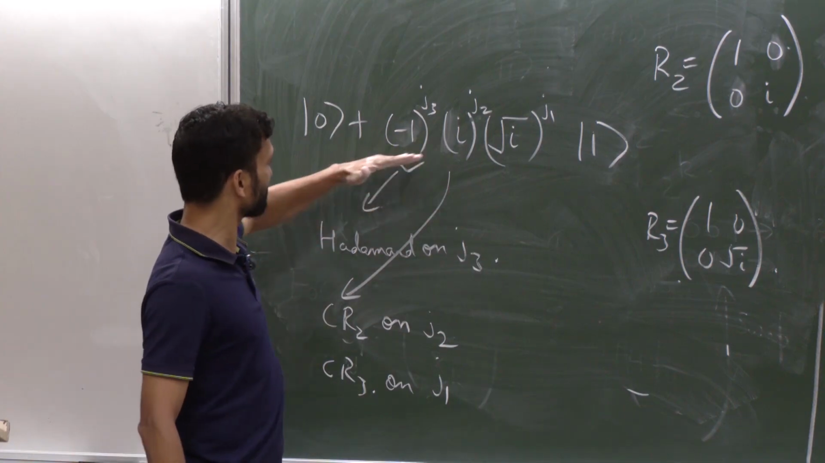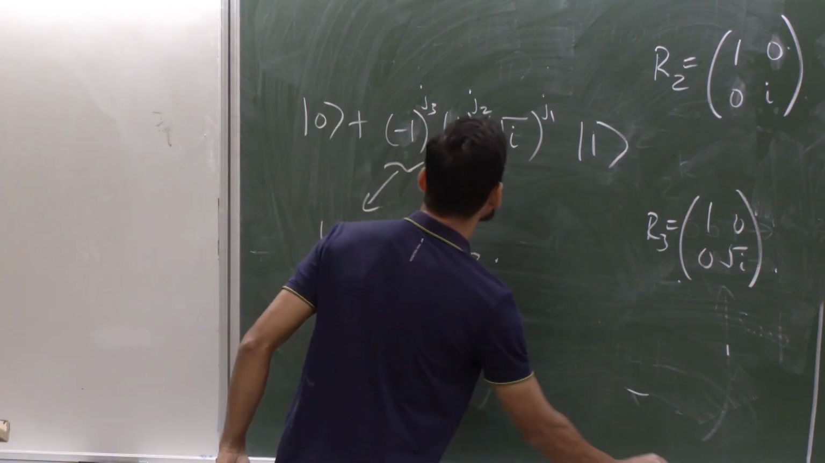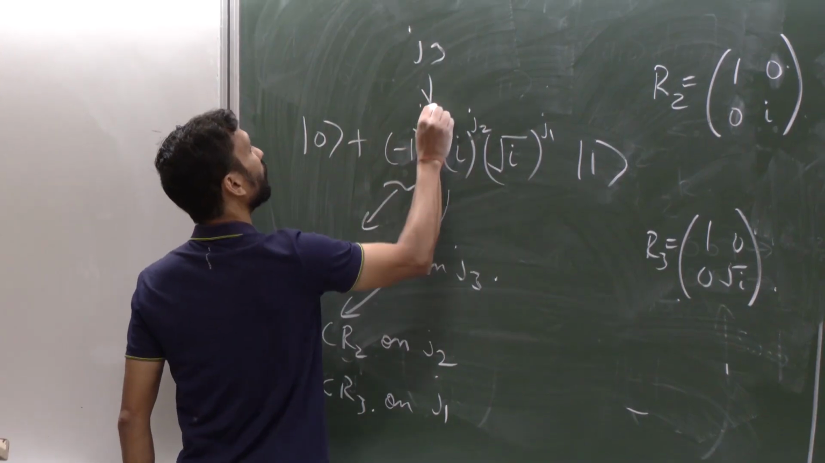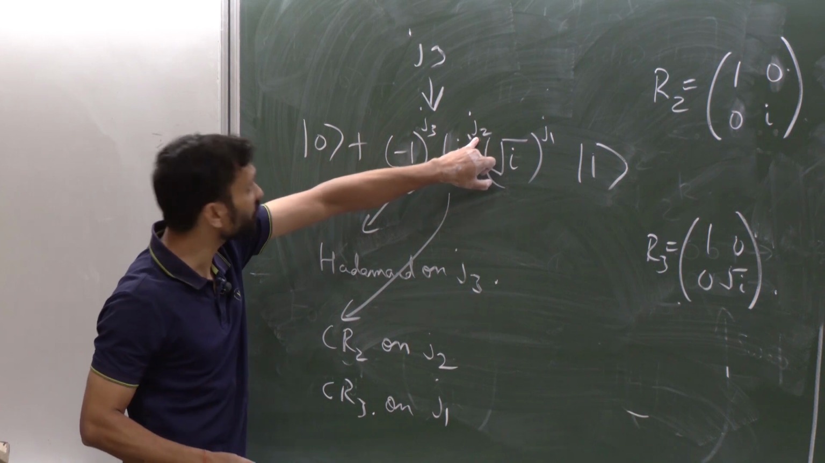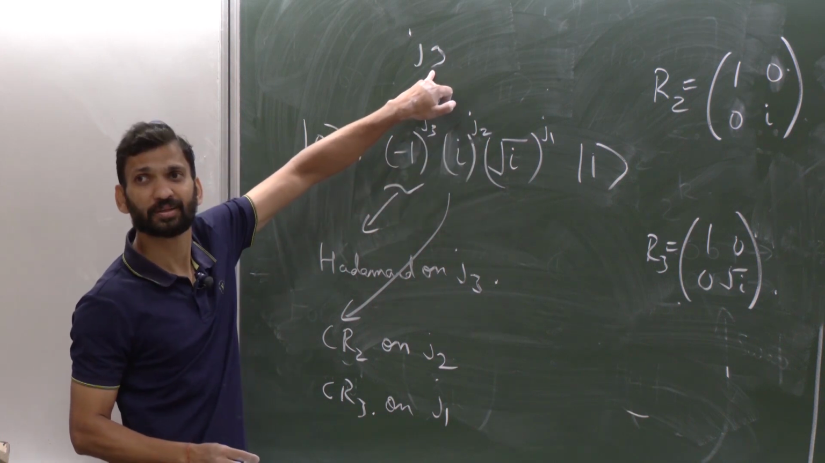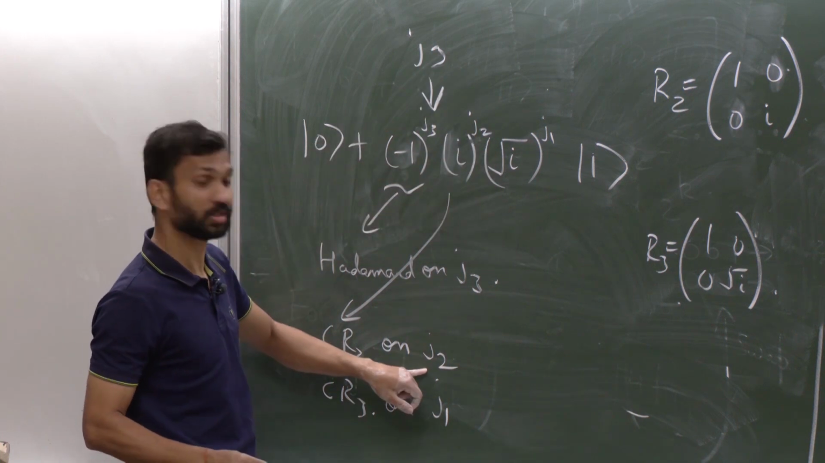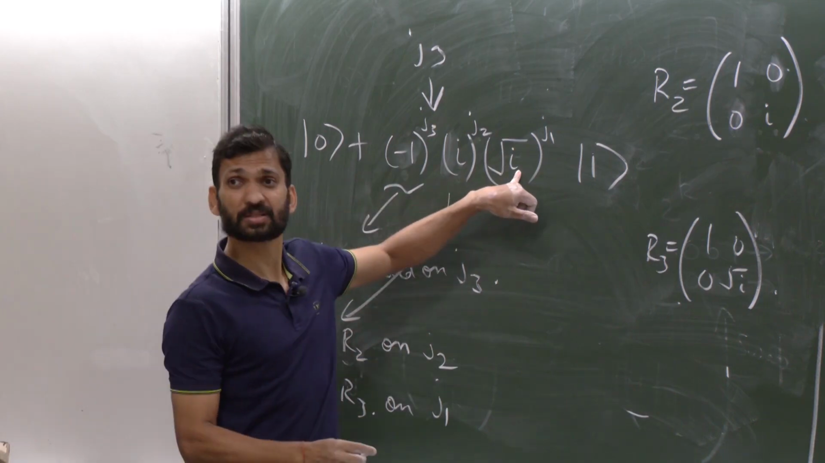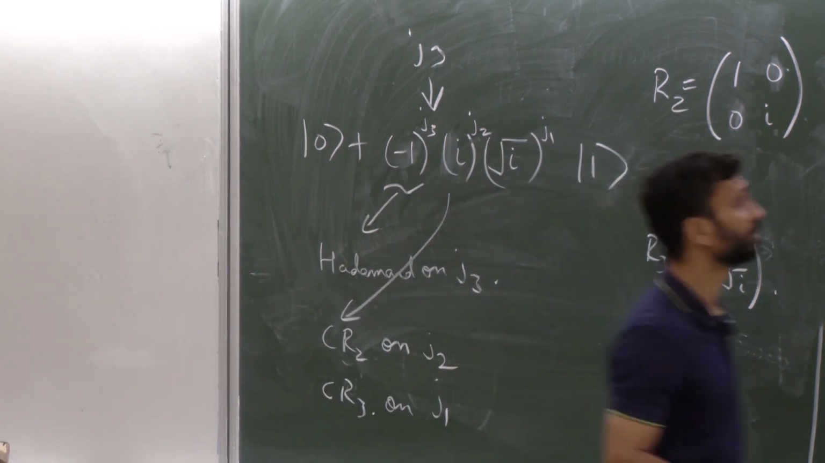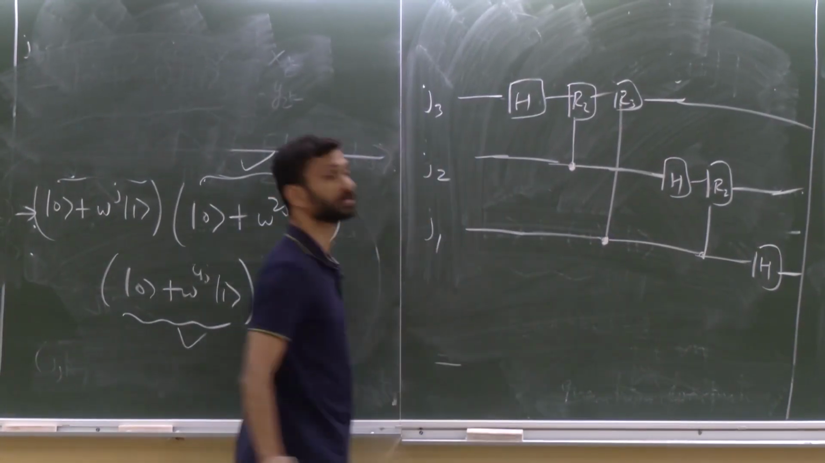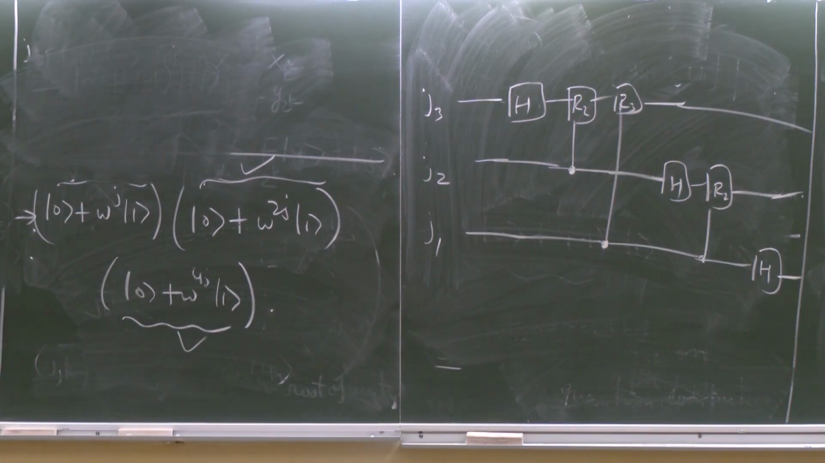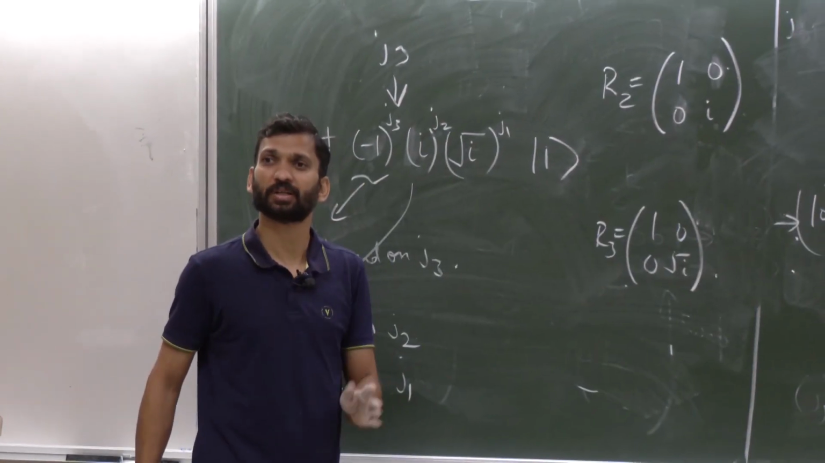We are applying this and I am converting J3 into this. So this one will be achieved by Hadamard. Here, using J2, I have to put a phase of i. This is control R2 with control on J2. This one is just control on J1. The phase of root i only depends on J1. It does not depend on J2.